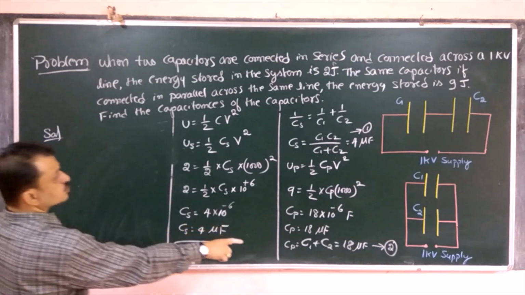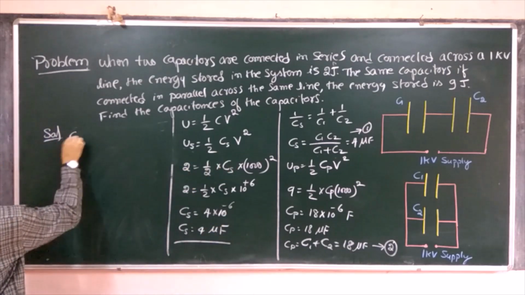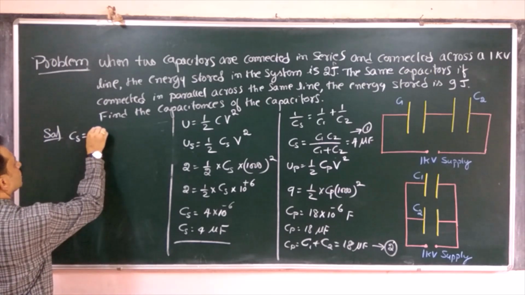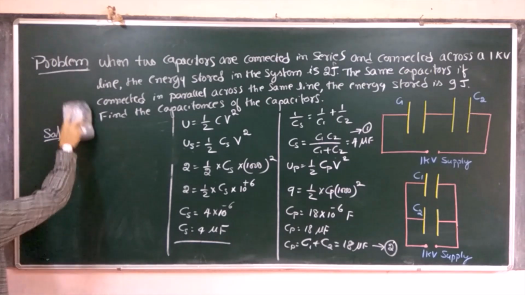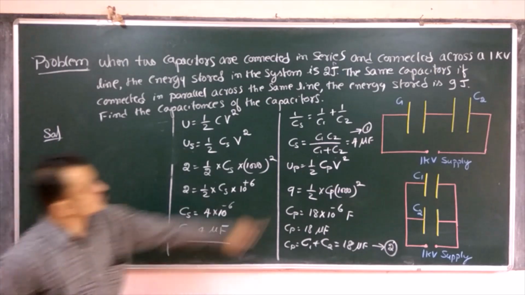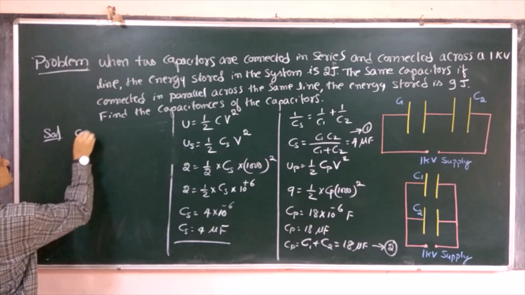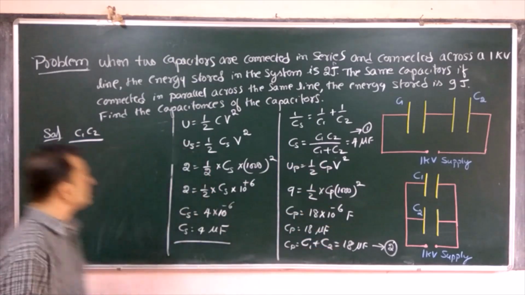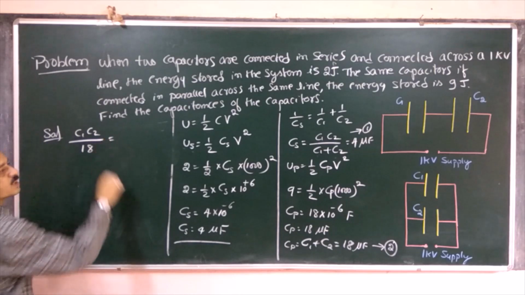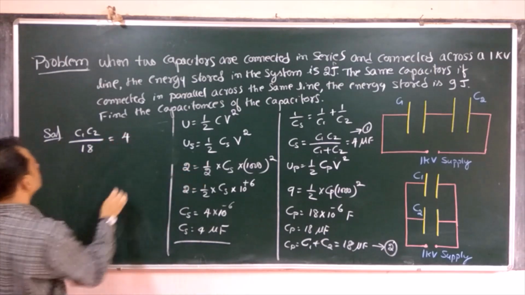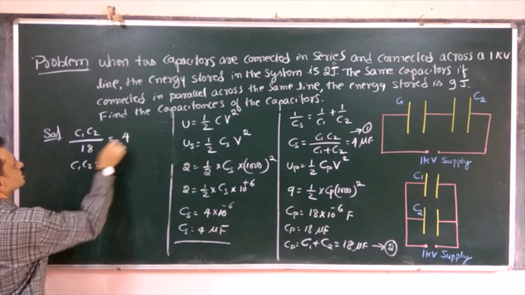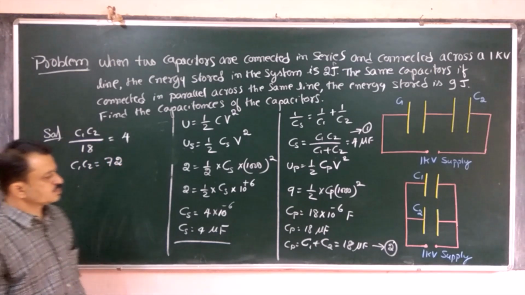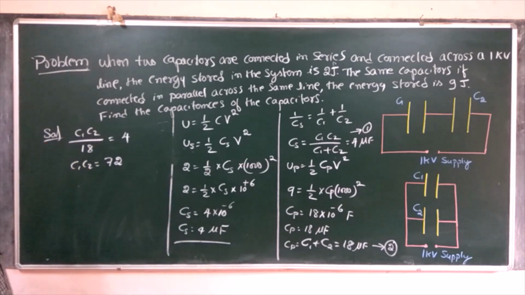Now substituting equation 2 in equation 1, I will get CS is equal to C1 C2 divided by C1 plus C2 in the denominator. I will substitute 18. Now 18 is equal to, on the right hand side, 4. Therefore C1 C2 is equal to 72. C1 C2 is equal to 72 comes.